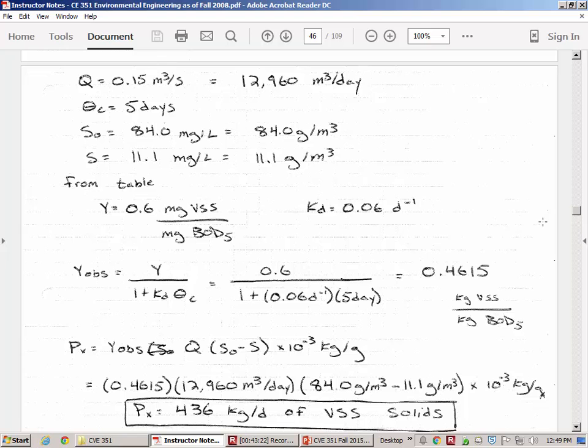No, that conversion factor is, there's 10 to the minus third kilograms per gram. So the reason we have that factor is because we want to convert it from grams to kilograms per day, right. And you'll notice that the concentrations that I've put, remember I said in the last class period that milligrams per liter is the same as grams per cubic meter. So I just put 84 and 11, and the units there are grams per cubic meter. But since I want kilograms ultimately, kilograms per day, then I have to divide by 1,000.